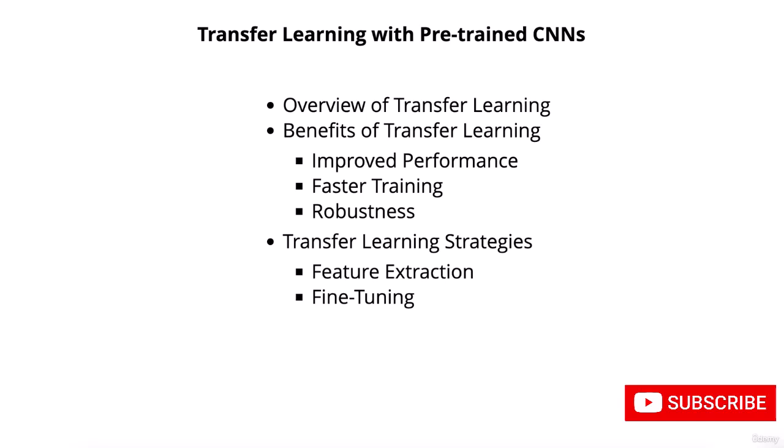There are two common strategies for transfer learning with pre-trained CNNs. First one is feature extraction. In this approach, the pre-trained CNN model is used as a fixed feature extractor. The convolutional base of the pre-trained model is frozen, and only the fully connected layers or a few additional layers are added and trained on the new dataset.